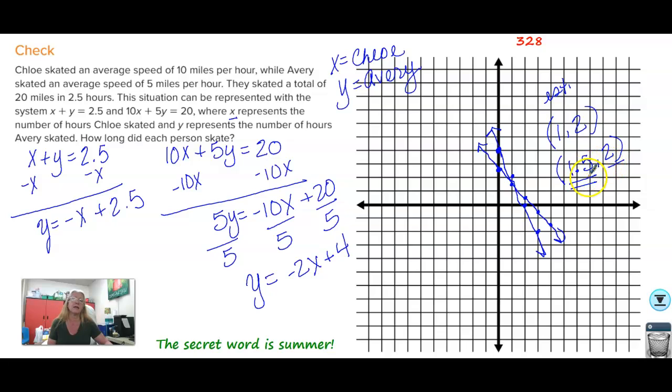How long did they skate? Okay, Chloe skated for 1.5 hours and Avery skated for 2 hours. Whatever. I don't like this problem at all because of the half thing. That makes it very hard.